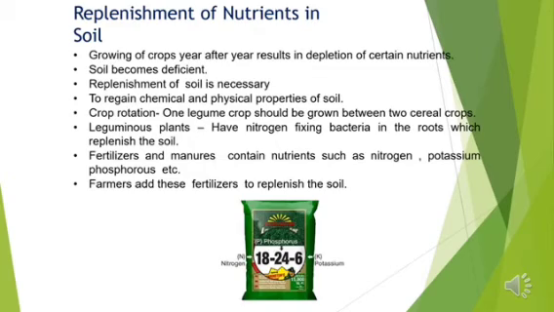And of course the second method will be just by using fertilizers and manures. The fertilizers and manures which contain nutrients like nitrogen, potassium and phosphorus. So the farmers use or add these fertilizers to the soil to get back the nutrients.